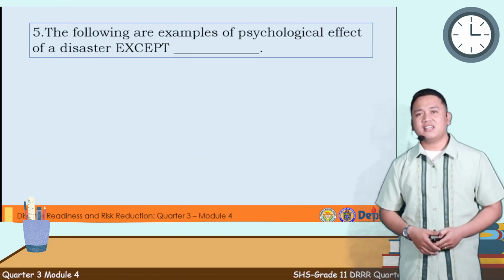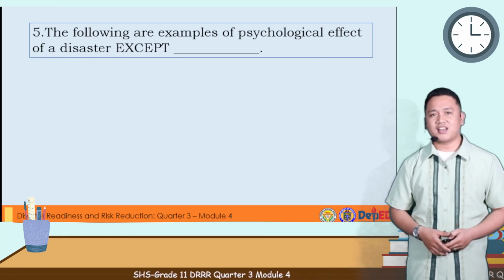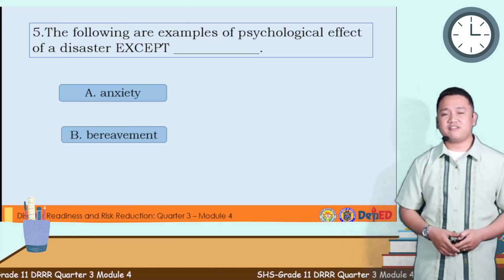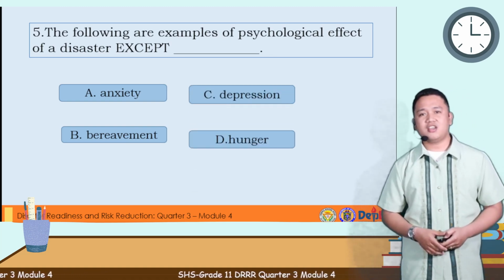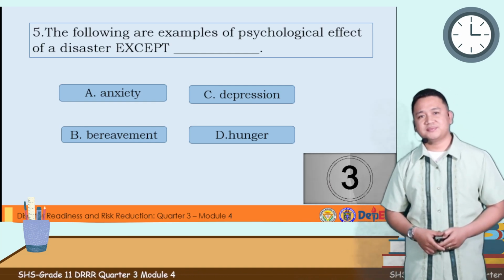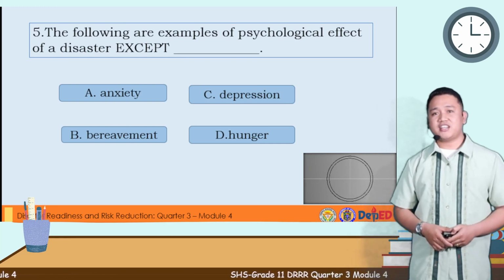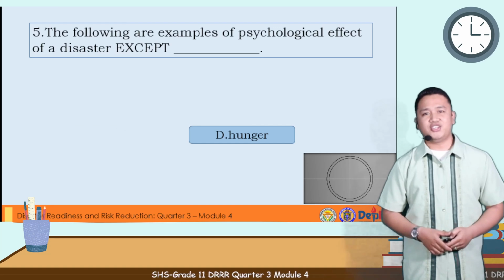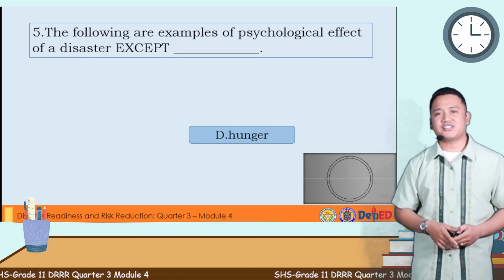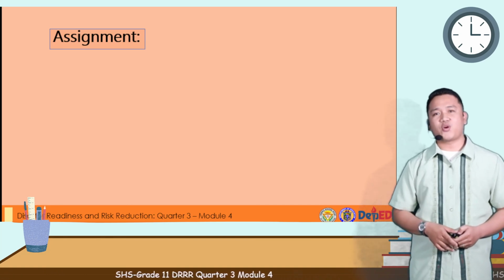Number 5, the following are examples of psychological effect of a disaster, except blank. What is it? Letter A, anxiety. B, bereavement. C, depression. Or D, hunger. Okay, so the answer in number 5 is hunger. You are right. So if you got all the correct answers, you are very good learners. Congratulations. Now, let us proceed to your assignment.